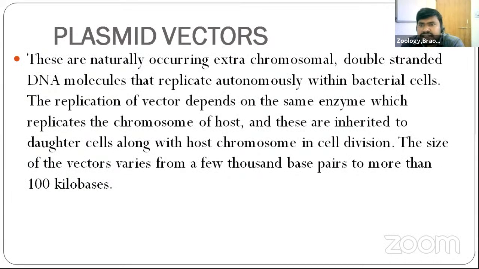These are naturally occurring extrachromosomal, double-stranded DNA molecules that replicate autonomously within bacterial cells. The replication of the vector depends on the same enzyme which replicates the chromosome of the host, and these are inherited by daughter cells along with the host chromosome in cell divisions. The size of the vectors varies from a few thousand base pairs to more than 100 kilobase pairs.